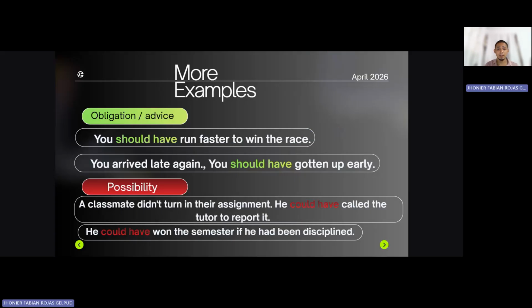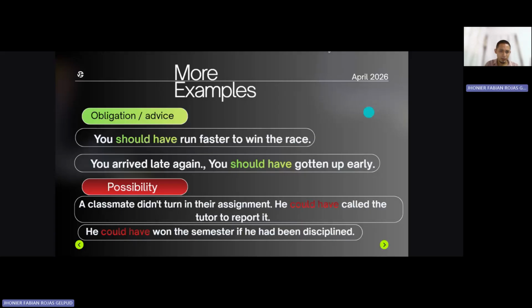Let's continue with could have. We use it when there was an option to do something, but it wasn't done. For example, a classmate didn't turn in their assignment. He could have called the tutor to report it, or he could have won the semester if he had been disciplined.